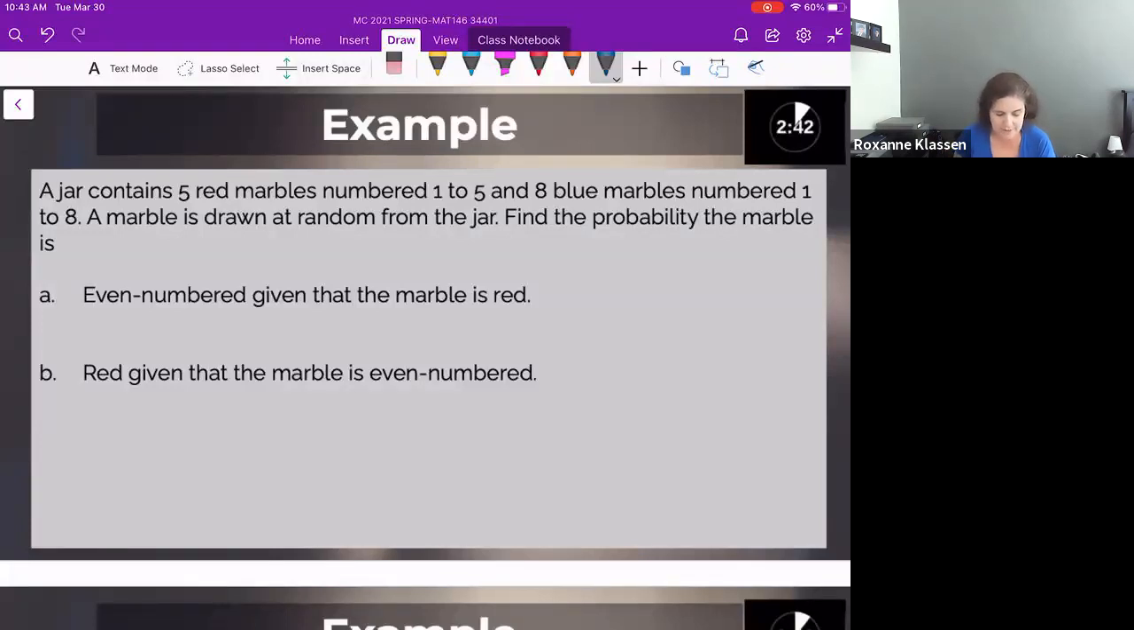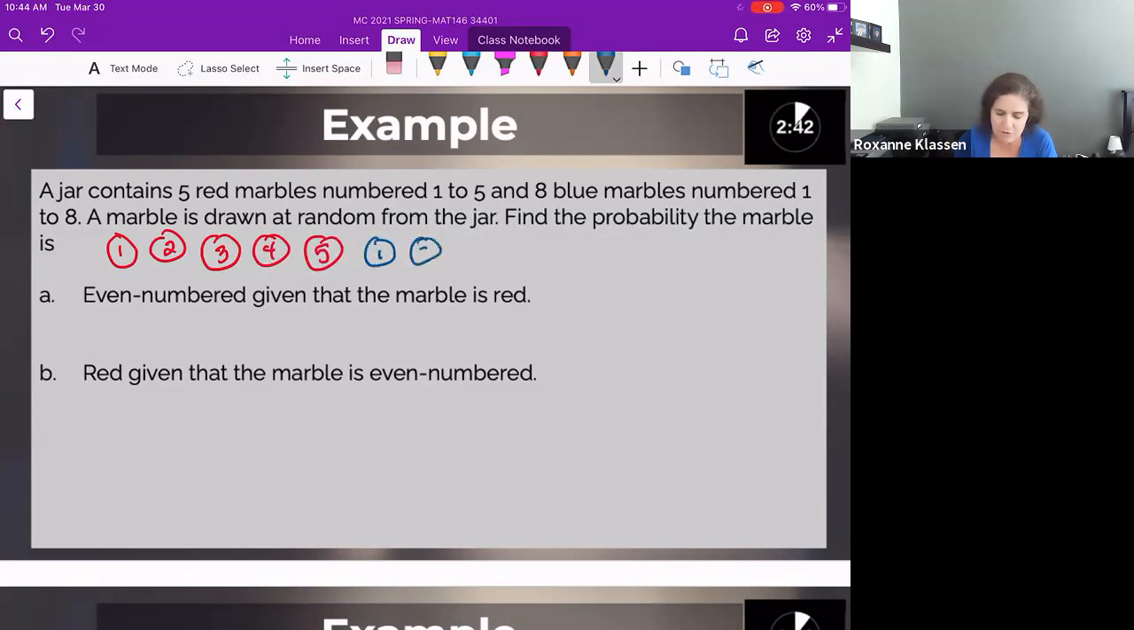So let's look at this one. A jar contains 5 red marbles numbered 1 to 5 and 8 blue marbles numbered 1 to 8, and then a marble is drawn from the jar at random. Find the probability the marble is even numbered given that the marble is red. Do you see how these are different? Now we know the marble's red, so what's the probability that it's even? The first thing I do when I do these problems is draw my sample space. So I have 5 red marbles.